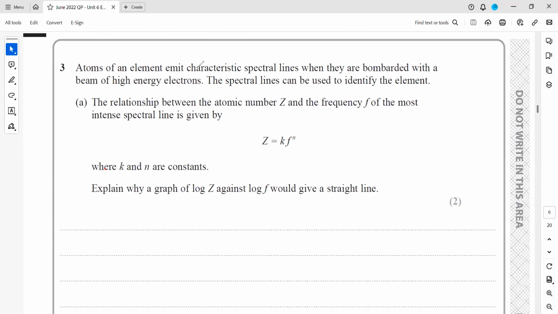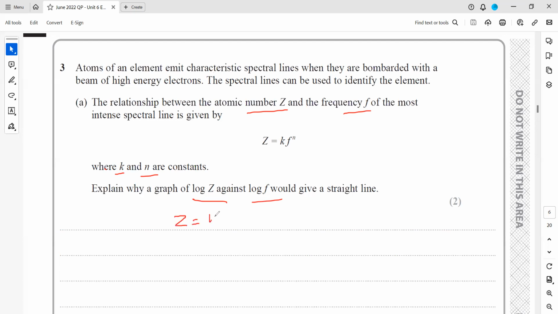Atoms of an element emit characteristic spectral lines when they are bombarded with a beam of high energy electrons. The spectral lines can be used to identify the element. The relationship between the atomic number and the frequency for the most intense spectral line is given by this formula, where k and n are constants. Why would the graph of log z and log f be a straight line? So first you have to simplify this equation.